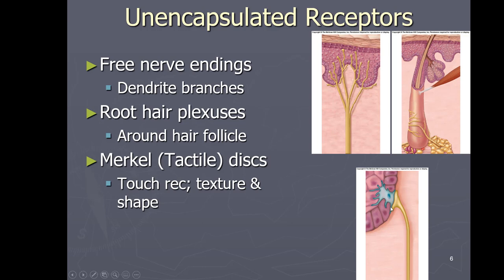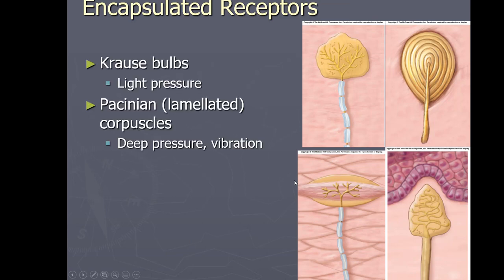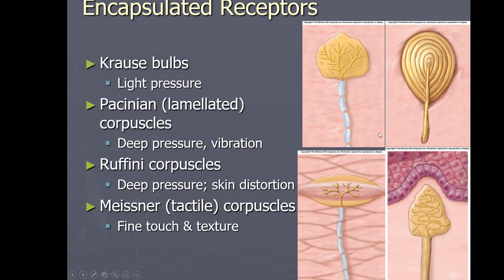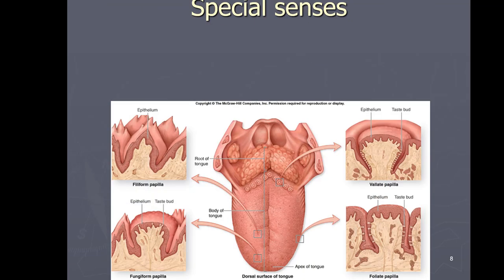Merkel disc we've seen before, a little disc sensory receptor found in the skin. And then 2 of these you've seen before. The Pacinian corpuscle, you know very well, responds to pressure and vibration. Meissner corpuscle, found on the dermal papillae, responds to touch. And then we have these other ones, Ruffini corpuscles, which respond to skin distortion, and then also Krause bulbs, which respond to really light pressure. So just be familiar with the different types of general receptors that we have. And that's pretty much it for the general senses.